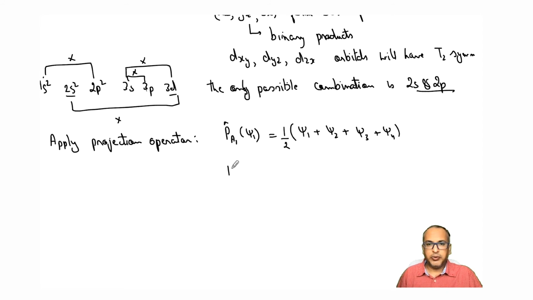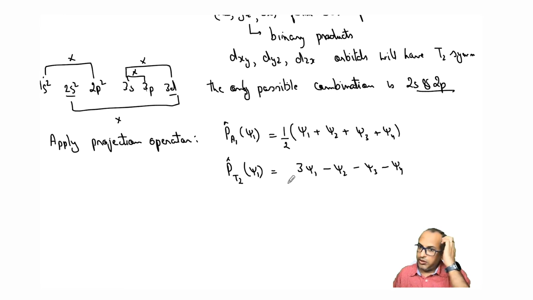So similarly, if I do PT2 on psi1, I'm leaving this exercise for you to do at home. You will get 3 psi1 minus psi2 minus psi3 minus psi4, right? So what are the other two orbitals? If we now try to do it for psi2, you will get a similar combination with 3 psi2 minus psi1 minus psi3 minus psi4 again. So they will not be orthogonal to each other.